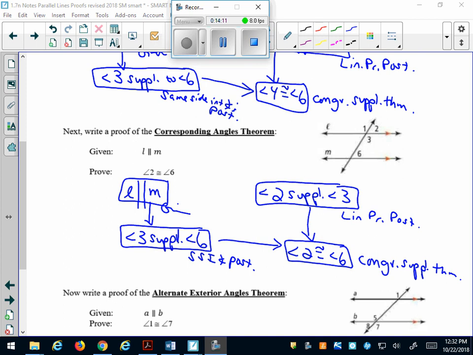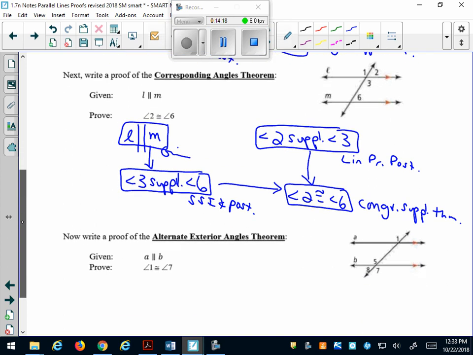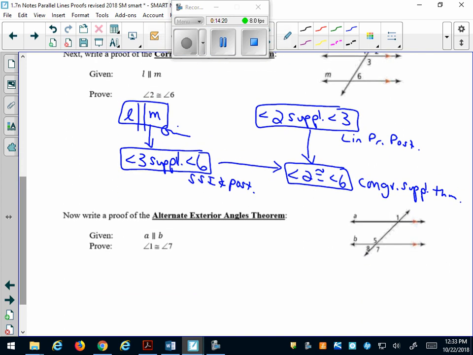All right, did you get that? Okay, any questions on that proof? Make sense, right? Two angles, both supplementary to the same angle. So 2 supplementary to 3 and 6 supplementary to 3.